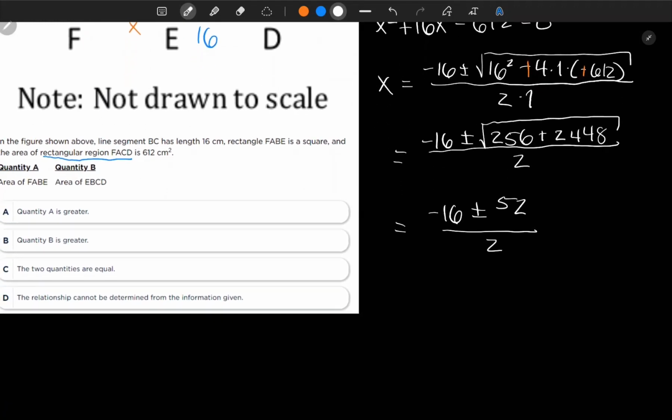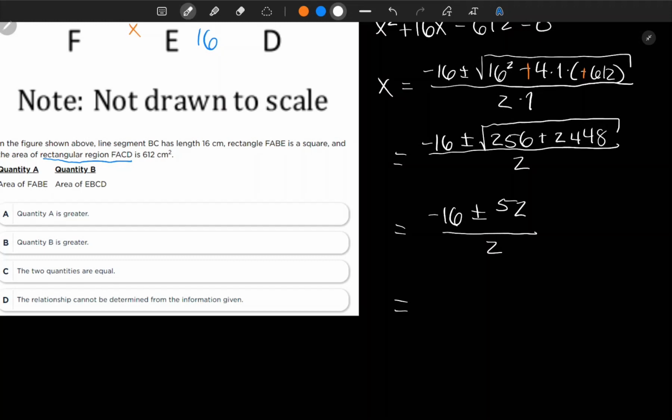So this is equal to, well, if you do the minus first, it's negative 16 minus 52. So negative 16 minus 52 is negative 68, divided by 2. That's one solution. And the other solution is negative 16 plus 52, so that's equal to 36 over 2. And these two are equal to, well, negative 34 and 18.